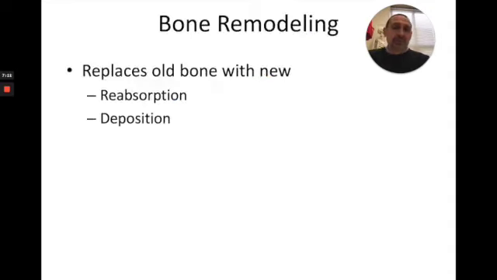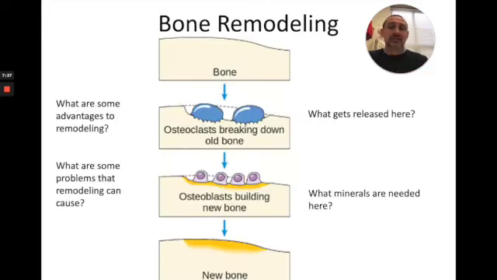Bones remodel. That means that old bone is being replaced with new. So to do that, the osteoclasts are chomping away, removing minerals and bone matrix, and the osteoblasts are rebuilding. So the reabsorption means the release of calcium and phosphorus. Deposition means you're putting calcium and phosphorus back into your bone so that they can grow.